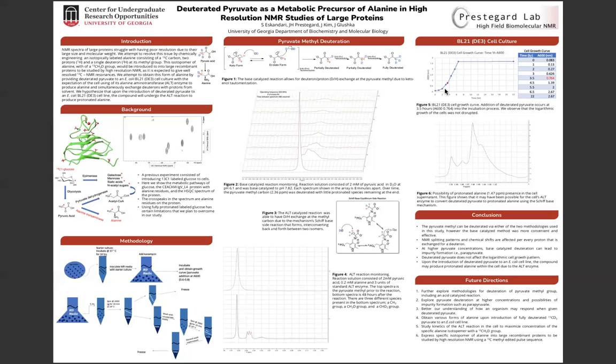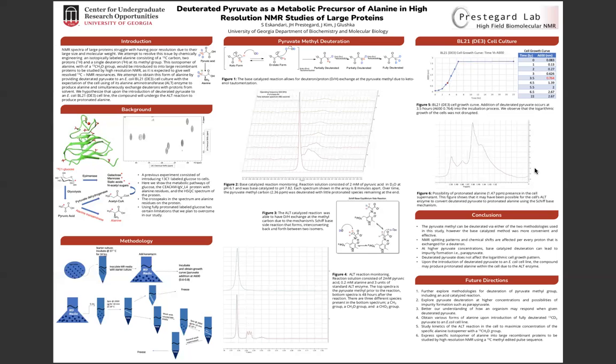Our BL21DE3 cell growth curve is shown here in figure 5. The horizontal axis is time, and the vertical axis are the absorbance values. We can see that the deuterated pyruvate was added in at 3.5 hours in, which is indicated by the red bullet point, and this did not affect our growth curve at all, which is a good thing for us.